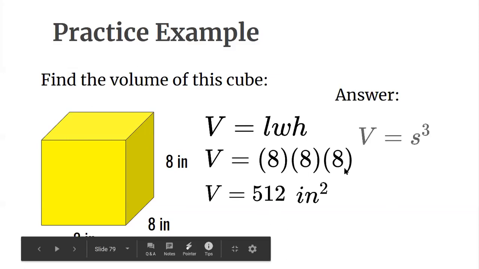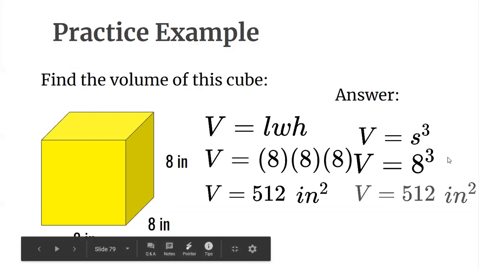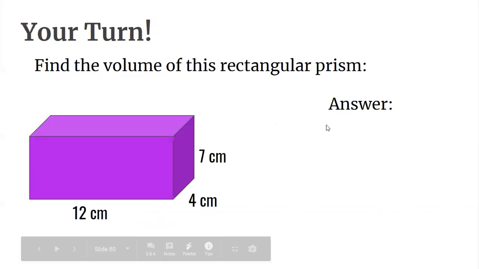And then I show you the other route, which is way easier to write. So we got volume equals S cubed. So S is a side. And then you do volume equals 8 cubed. And then once you cube the 8, you should get 512 inches squared.